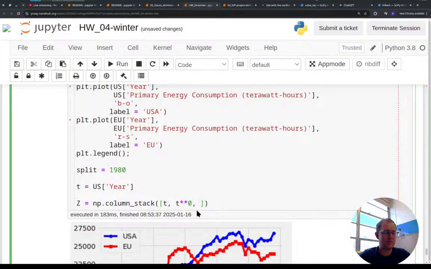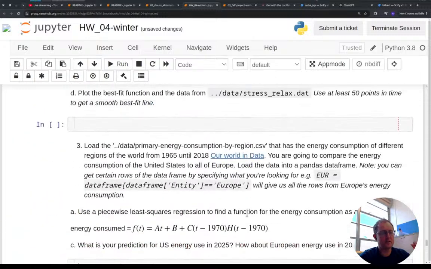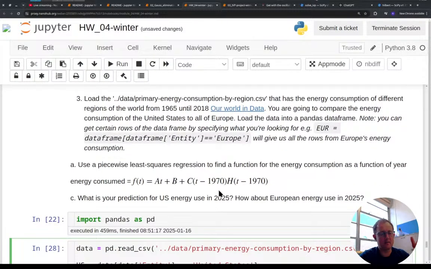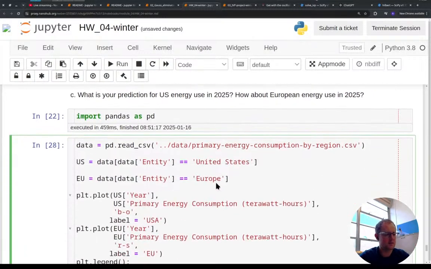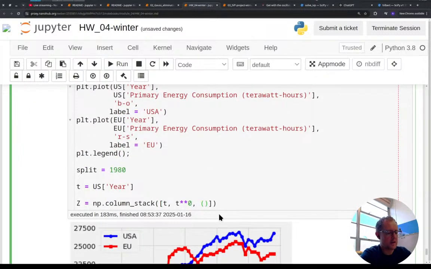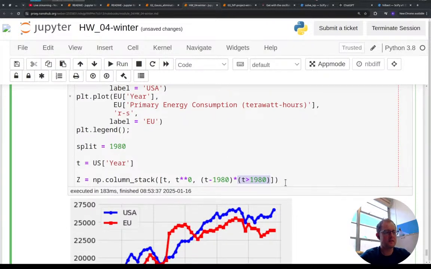The last value that I need is this Heaviside function, where I'm shifting a linear, so c times t, but shifted by whatever split. So I'm using 1980. So I need that t minus 1980. And now I want to multiply. I only want this to be activated after 1980. So times t more than 1980. And the parentheses are important there. I can show you what happens if we don't have them.